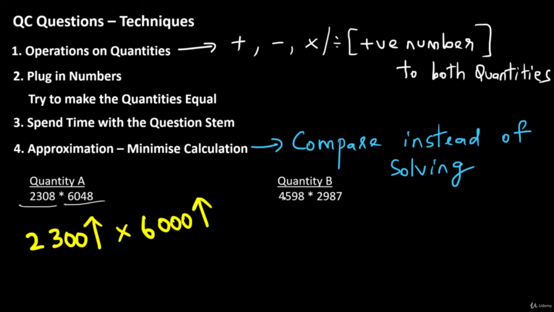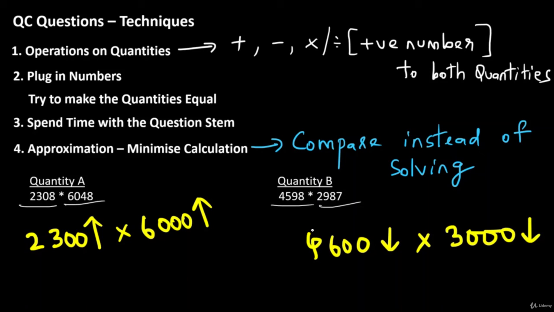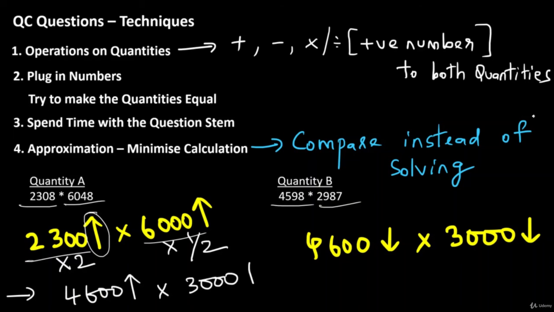Now what about quantity B? This is 4598. This is 2987. So 4598 is a bit less than 4600 and 2987 is a bit less than 3000, right? So let me write that over here. Now we are just comparing these two, right? Now I can multiply this part over here with 2 and divide this part with 2, right? It does not change the answer because 2 into 1 by 2 is 1. Now 2300 becomes 4600. Now because this is a little bit greater than 2300, this becomes greater than 4600, and similarly this part becomes greater than 3000.